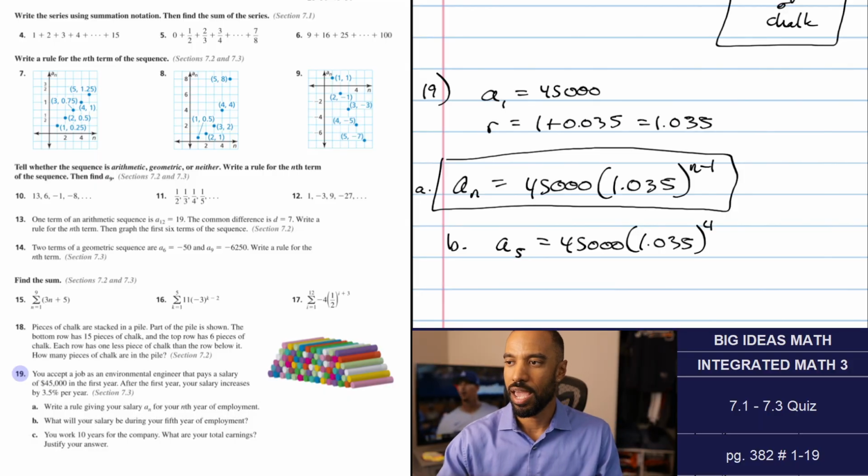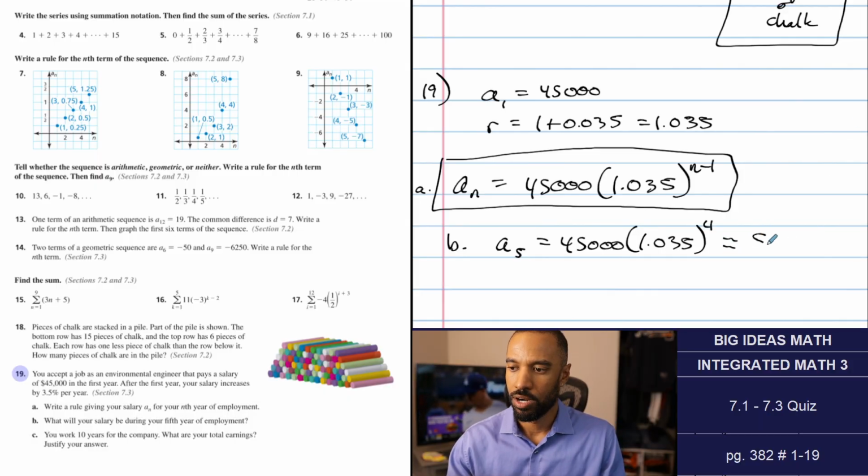So 45,000 times 1.035 raised to the 4th power, which is that guy. So I'm going to go down to the cent. 54 cents is how I'm going to round up. $51,638.54. Give me my cents. Give me my money.